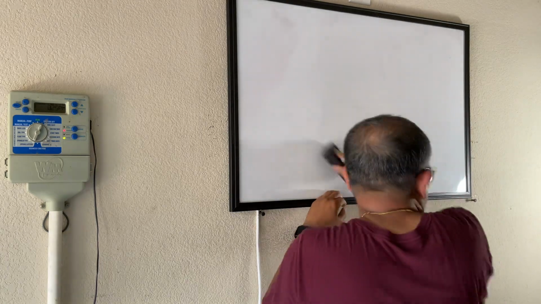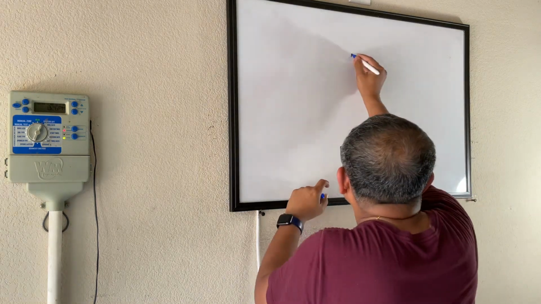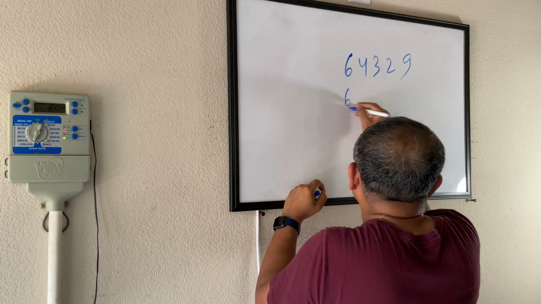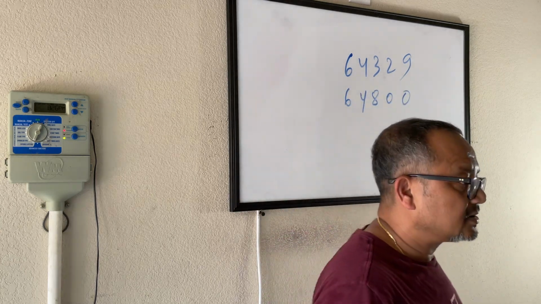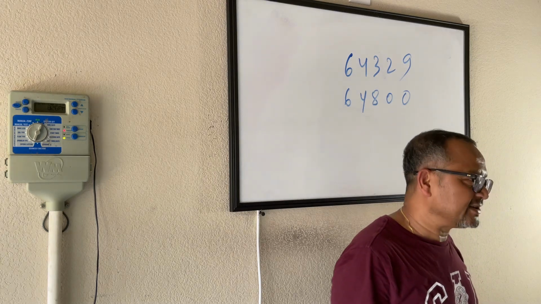Okay? Now, let's say the first point of contention was whether the number of units or number of places are same or different. Now let's talk about 64329 and 64800. Which one is bigger? There's no question asked. So there's no answer needed.